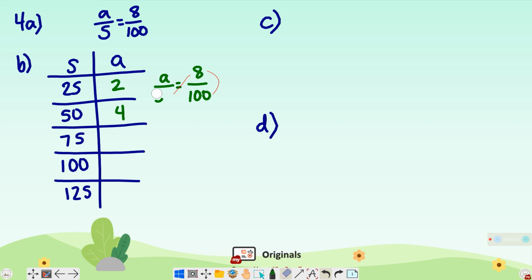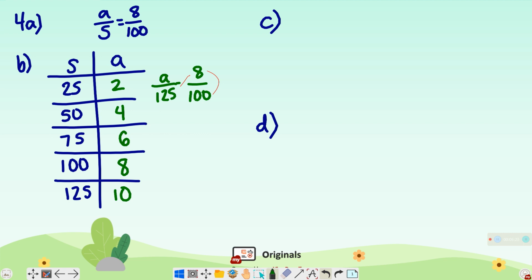Then I'm going to replace the 50 with 75, because now that's the S value. 75 times 8 is 600, and 600 divided by 100 is 6. Then I would replace it with 100, and that would give me 8. And then I could swap it out with 125. 125 times 8 is 1,000. And then we're going to divide by 100, which gives me 10.